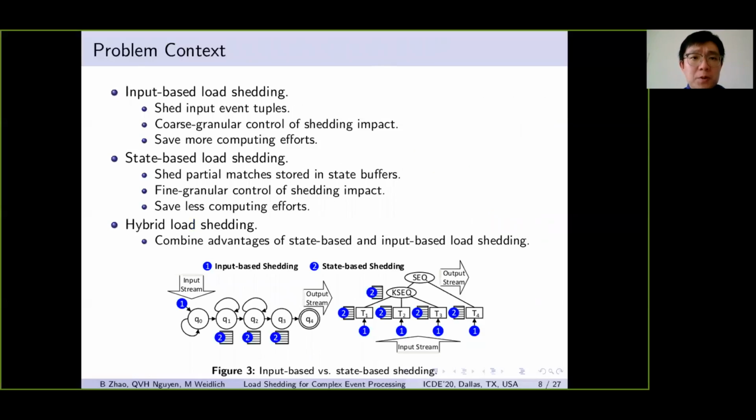We can perform input-based and state-based load shedding. An input-based approach has coarse granular control of shedding impact. However, it saves more computing effort because it directly discards input tuples without generating any partial matches at all. State-based load shedding, on the other hand, discards partial matches. It has fine granular control of shedding impact. However, it saves less computing resource because a partial match has already consumed some computational effort. Hybrid load shedding has the potential to combine the advantages of both input and state-based load shedding.